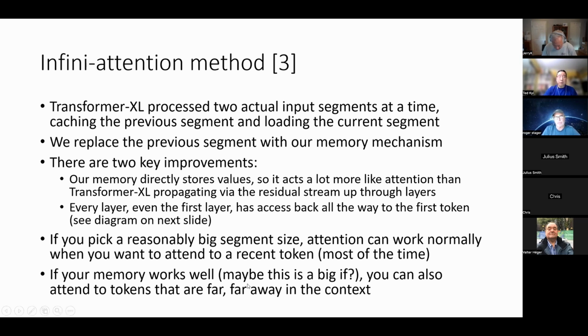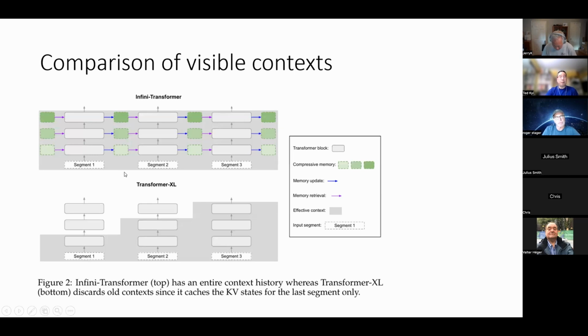And then if your memory works really well, and this is probably the biggest if, then yeah, it's wonderful. You're going to attend to any token no matter how far away. This is the big if: how well does this memory actually work? So let's look at this diagram. This is from the paper. If this diagram works for you, great. If it doesn't, don't worry about it.